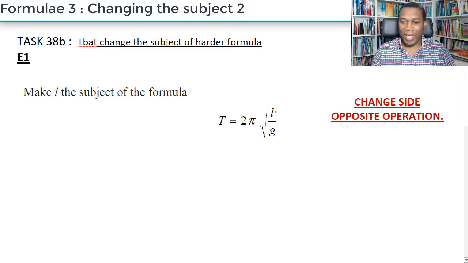I want L. I want that L. Ooh, it's wrapped up in this multiplication. There's a square root sign. There's division by G. There's a lot of stuff going on. Ooh, this is going to take a while. I need to get L.